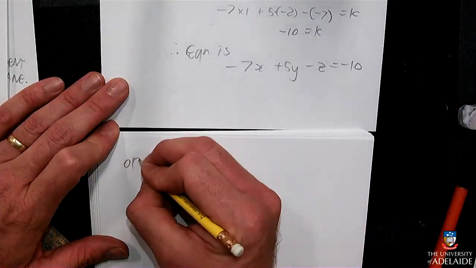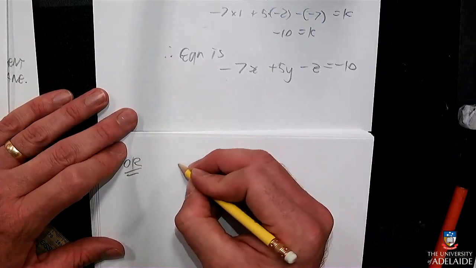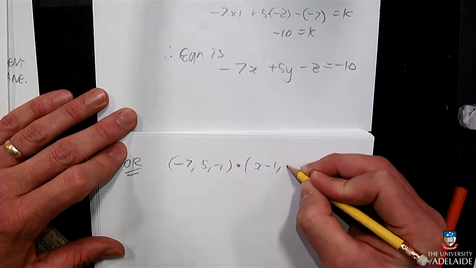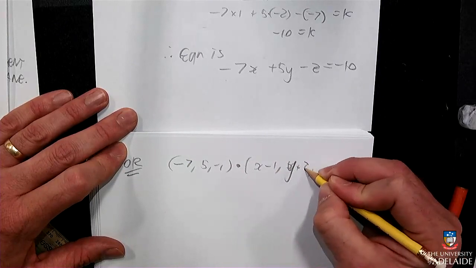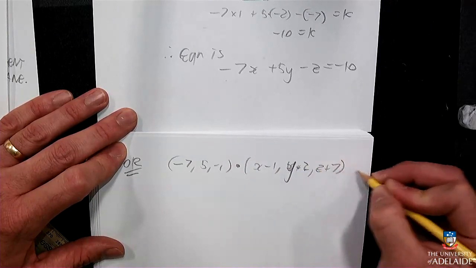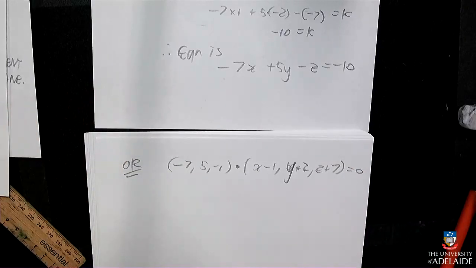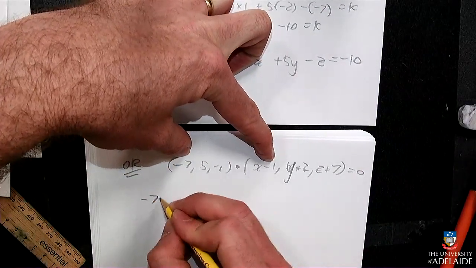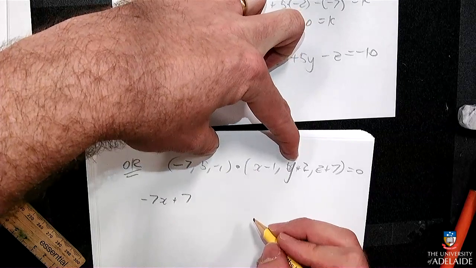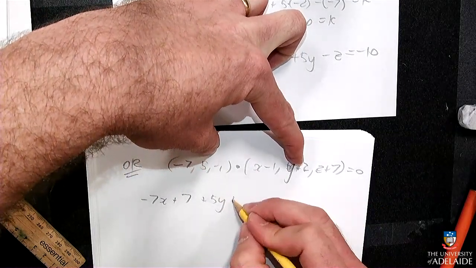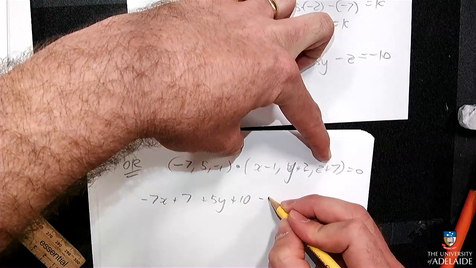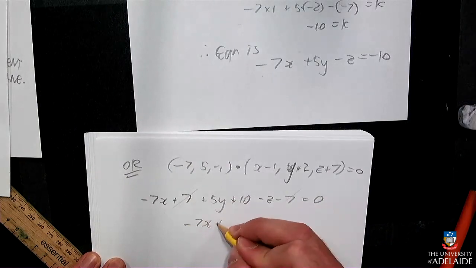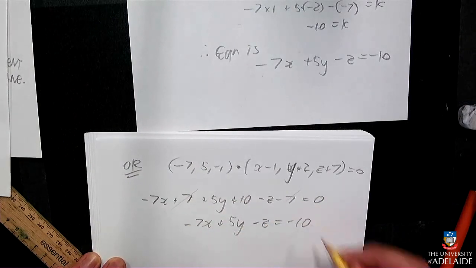Or you can do minus 7, 5, minus 1, which is the normal, dot with x minus 1, y plus 2, z plus 7, equals 0. Which would have given me minus 7 times minus 1, which is 7x plus 7, 5 times this, minus 7. And so they cancel, and I get minus 7x plus 5y minus z equals negative 10, just the same way.